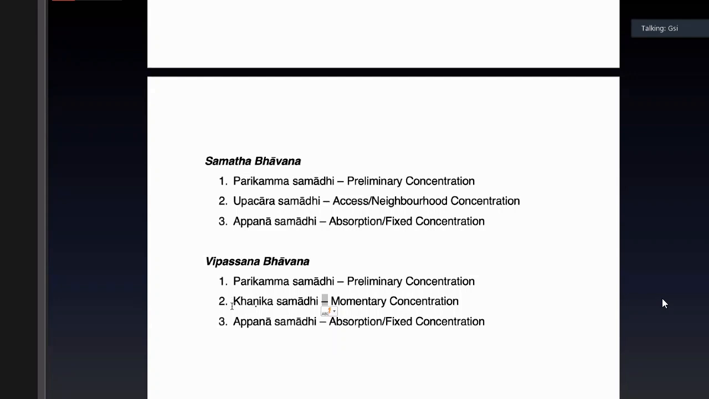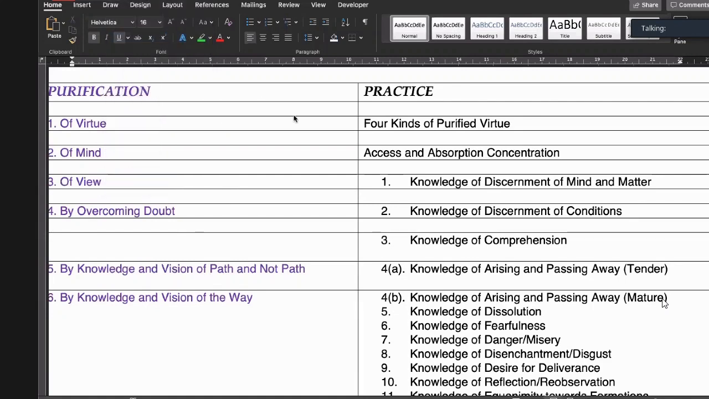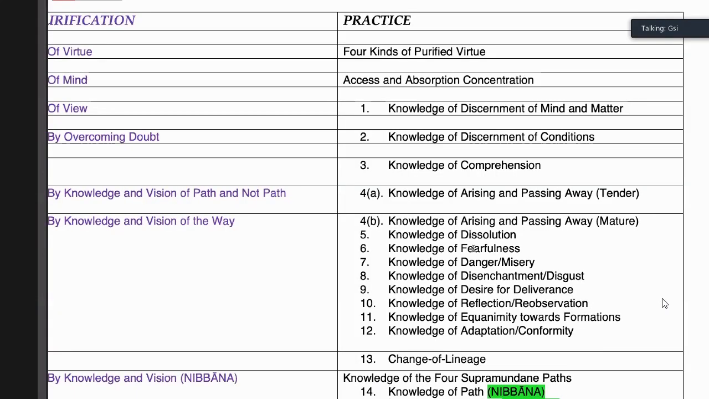And I also mentioned that in vipassana concentration, even at the momentary concentration here, at the different levels of insight, different factors of jhana are shown. Just to remind you all. Okay, can you all see this again?